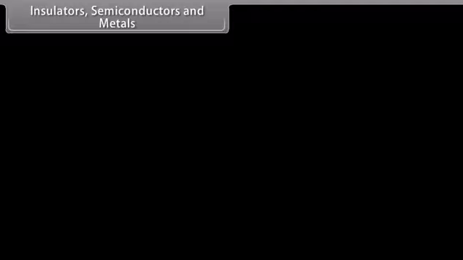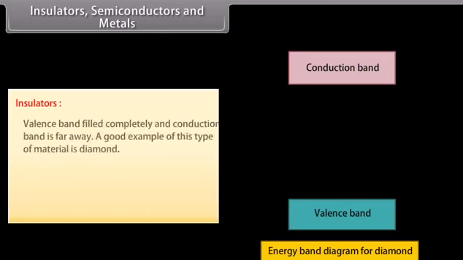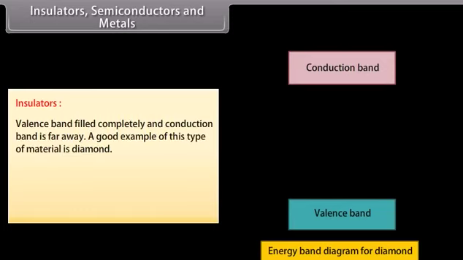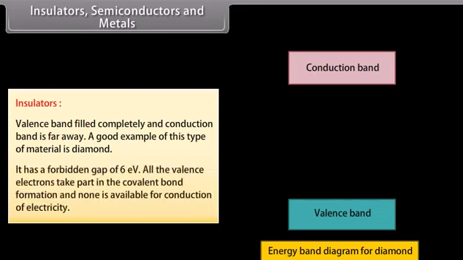Insulators, semiconductors and metals. On the basis of the band theory of solids, solids are classified as insulators, semiconductors and metals. Insulators. Valence band is filled completely and conduction band is far away. A good example of this type of material is diamond. It has a forbidden gap of 6 electron volts. All the valence electrons take part in covalent bond formation and none is available for conduction of electricity.